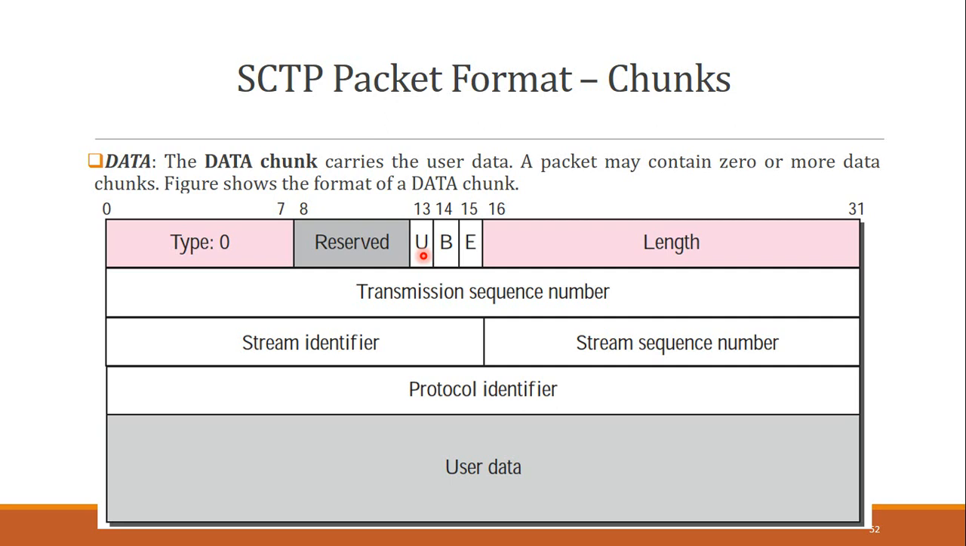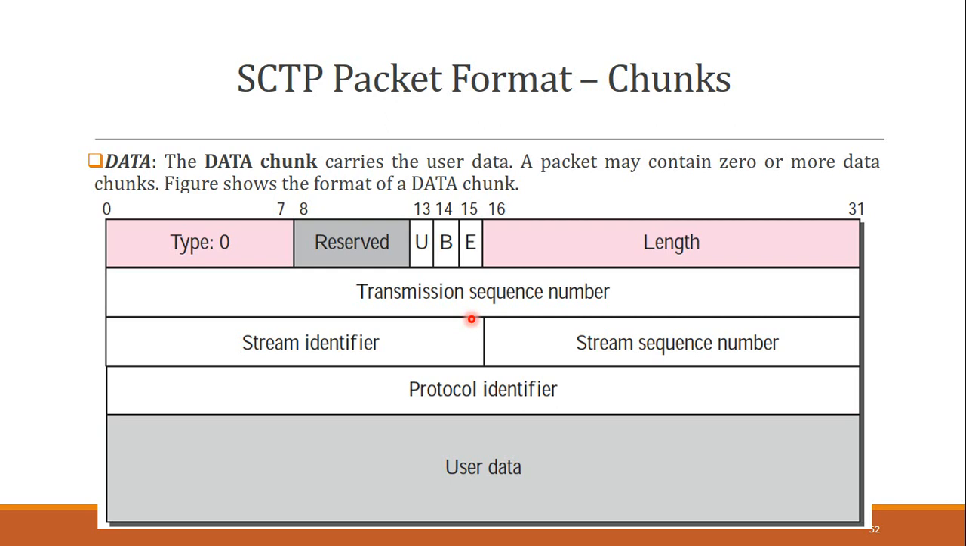The next field is the transmission sequence number. This 32-bit field defines the transmission sequence number. It is a sequence number that is initialized in an init chunk for one direction and in the init chunk for the opposite direction. Now the stream identifier, that is SI. This is a 16-bit field which defines each stream in an association. All the chunks belonging to the same stream in one direction carry the same stream identifier.